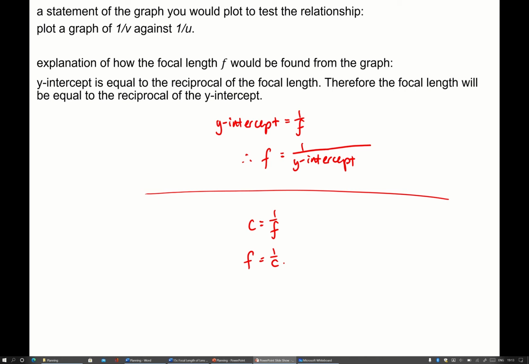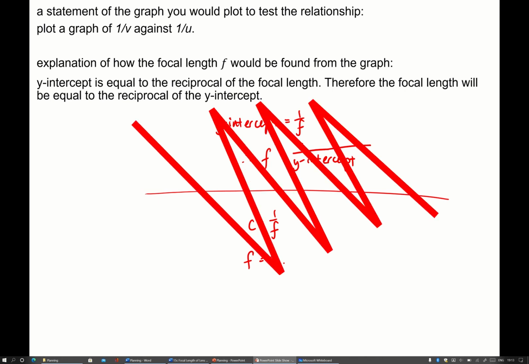Okay. Some students wrote this, c equals 1 over f. Therefore, f equals 1 over c. Well, I teach you, so mathematically I know what you're trying to do. Okay, but they want an explanation. They're not asking for mathematical proof. So I'll suggest you write it in the way I've shown here. Alright. Since y-intercept is equal to the reciprocal of the focal length, the focal length will be equal to the reciprocal of the y-intercept. Just write out the whole thing, but I know it's mathematics, but well, let's assume that the marker doesn't know anything. So we write it down and teach them.